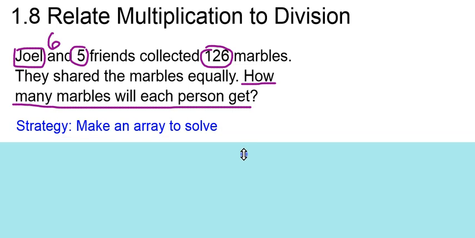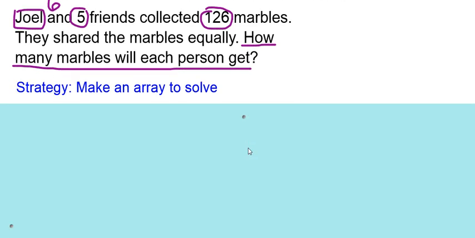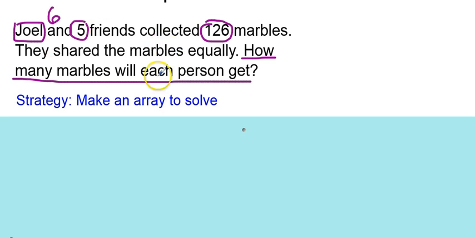Now, let's look at a strategy that we can use. A strategy that we could use to solve this problem is to make an array. You all are familiar with what arrays look like from 3rd and 4th grade. It's basically a grid, and we use the numbers within our word problem to decide how we use the array. So this is going to be a division problem that we're solving for: 126 divided by 5. And our strategy is going to be using an array.